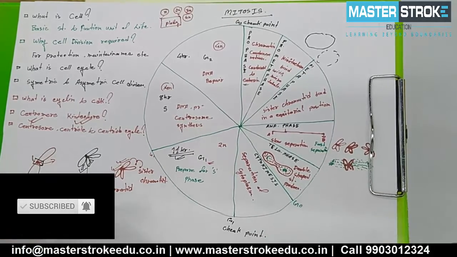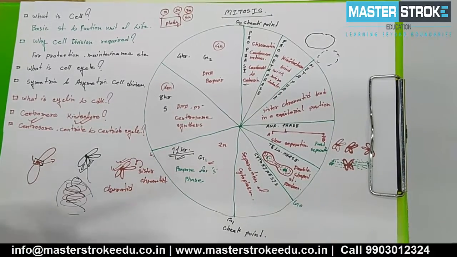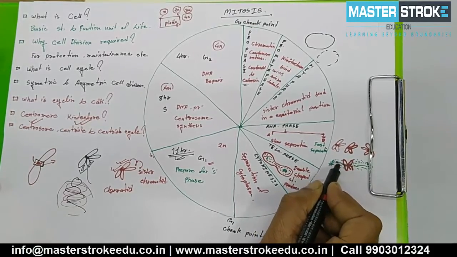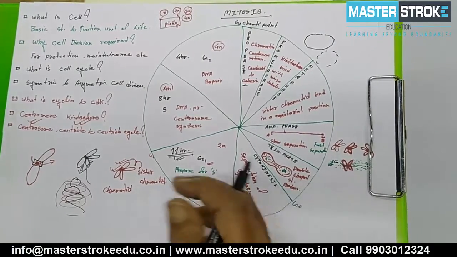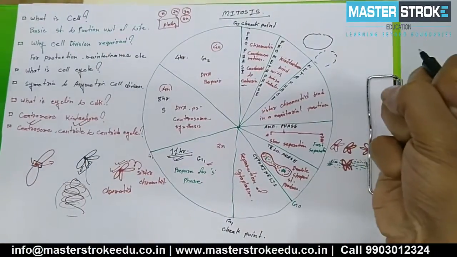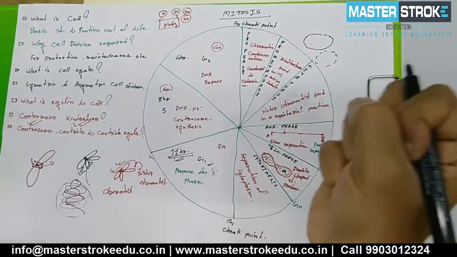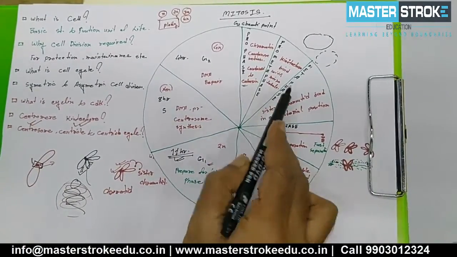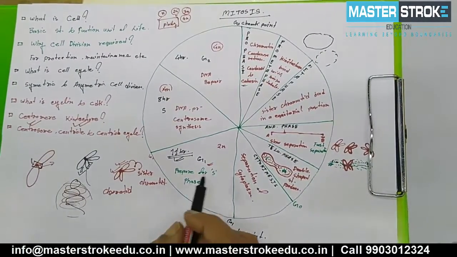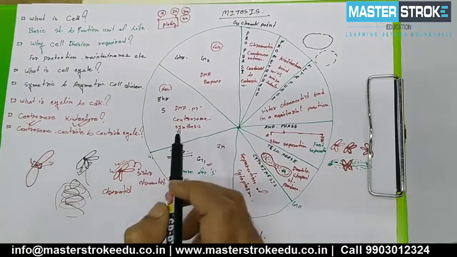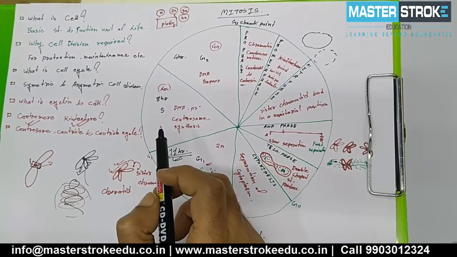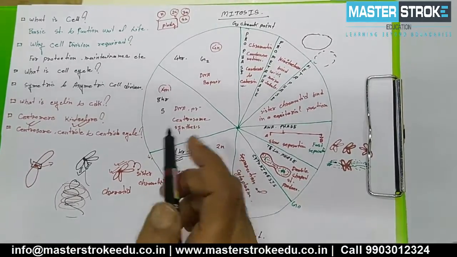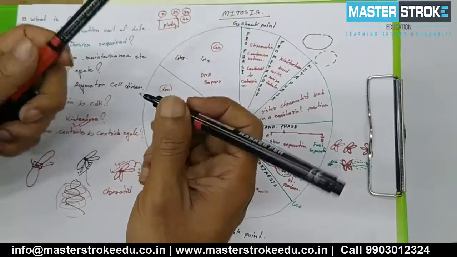What is the kinetochore doing? The kinetochore is actually responsible for this. The microtubules bind with the kinetochore and are responsible for segregating the chromosomes into two different poles. Okay, so this all happens in the prometaphase. The kinetochore binds with the microtubule, and that is responsible, and a bit later the centrosome also binds with the microtubule.